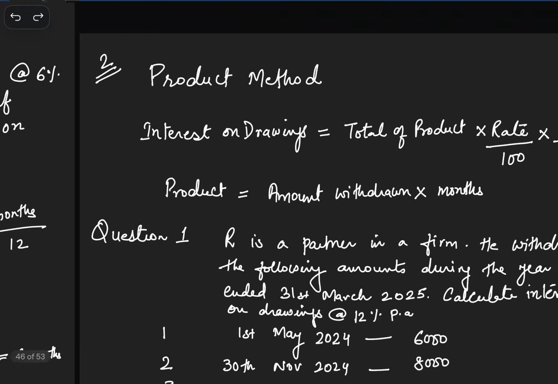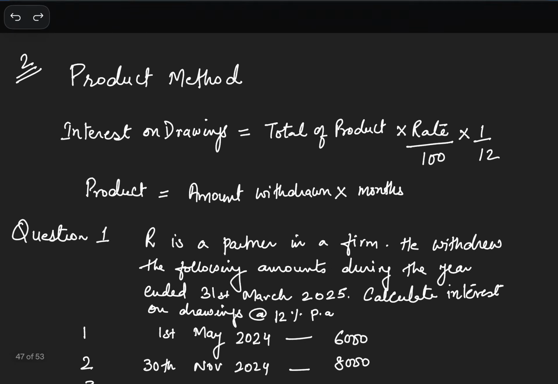Next, let's discuss the product method. In the product method, the formula used is interest on drawings equals total of product multiplied by rate upon 100 multiplied by 1 upon 12. In this formula, please see that we are writing 1 upon 12 instead of months upon 12, which was there in the simple method. Now the question arises why the product method is to be used.